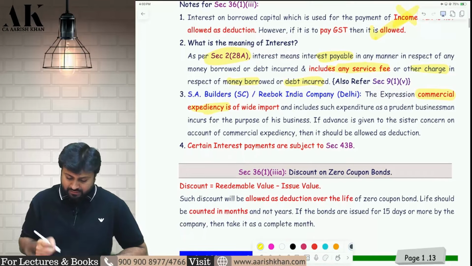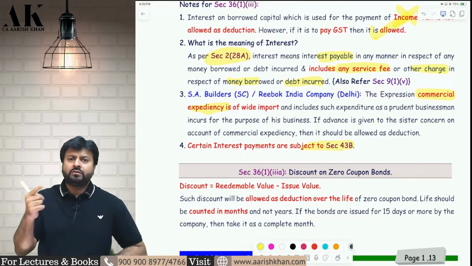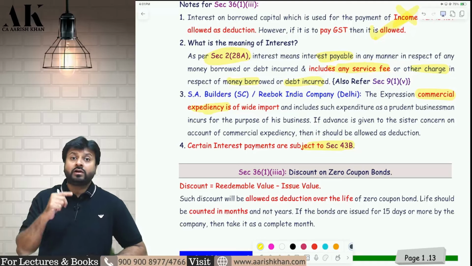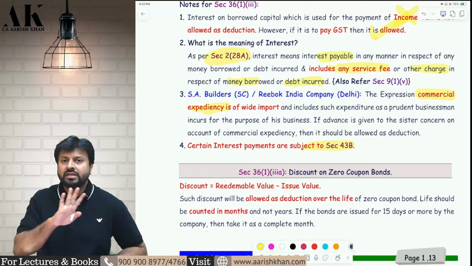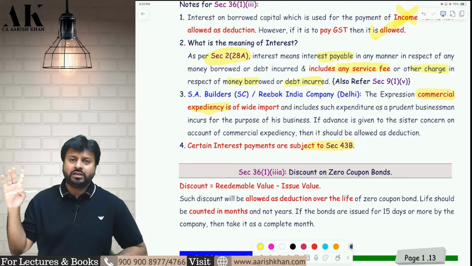And last but not least, certain interest payments are subject to 43B, not all. If you take a loan from an Indian bank or Indian financial institution, it is subject to 43B, then interest is allowed if it is paid. If you take a loan from a foreign bank or foreign financial institution, then interest is allowed on accrual basis. This I will talk about in the chapter of 43B later on. In this revision video only, don't worry.